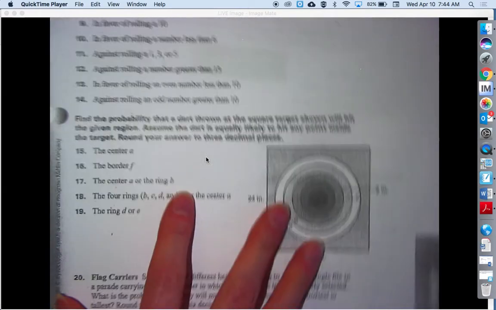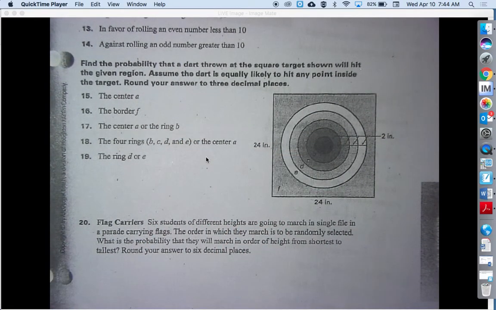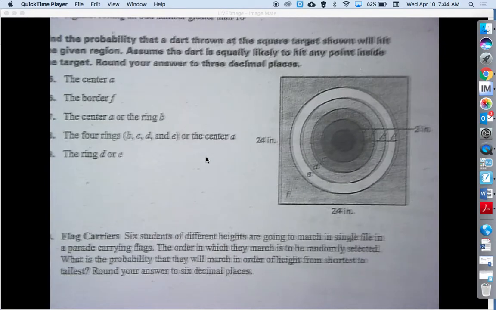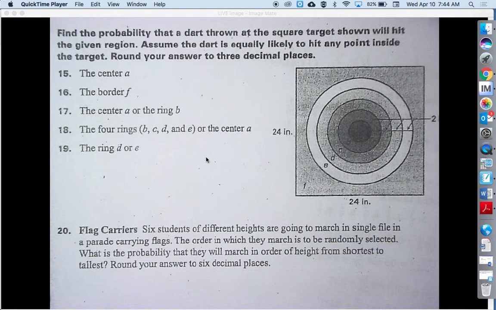Right, let's take a peek at number 15 at the bottom of the front page. I want you to find the probability that a dart thrown at this target lands where they're asking for. In number 15, it wants us to find the probability that a dart would land in the center, A. So very similar to the problem we did yesterday. We have a dartboard.